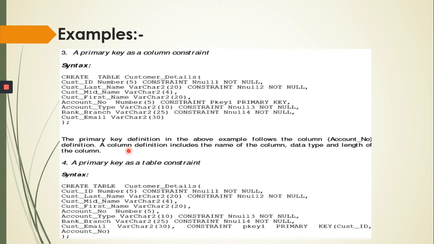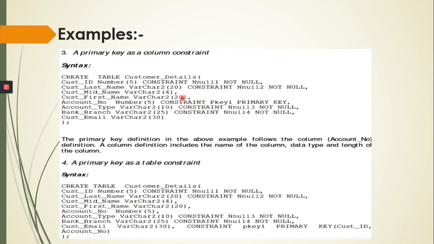Now I am using primary key as a table constraint. In this scenario, after the last column name, we have to write constraint primary key in brackets. I am providing customer ID, comma, account number, as I am using the concept of composite primary key here. Composite primary key means we can use the primary key on more than one column. So this is the concept of table constraint.